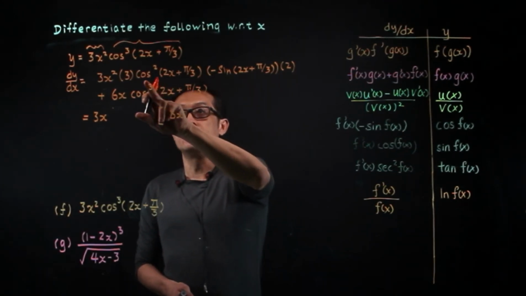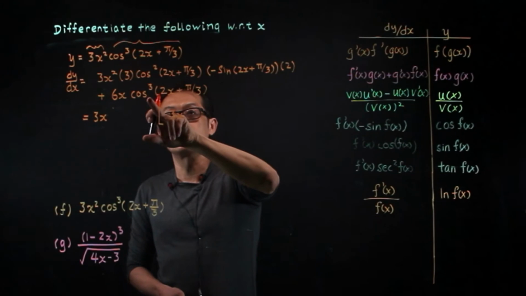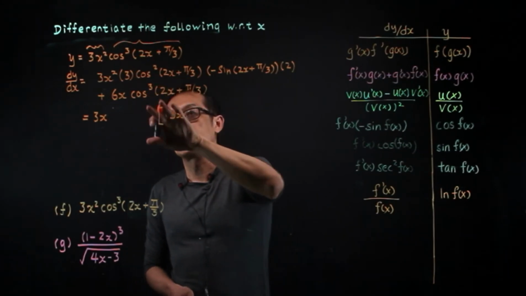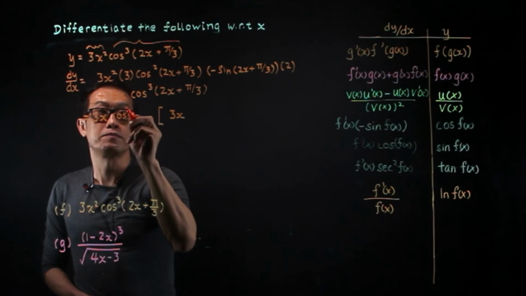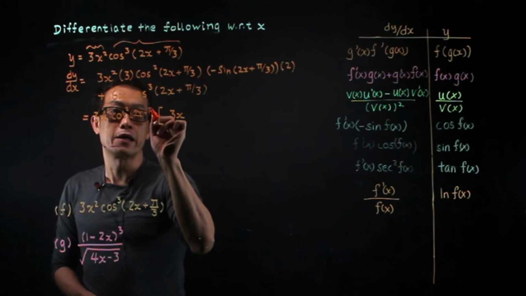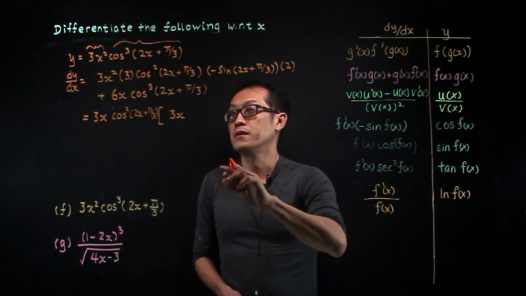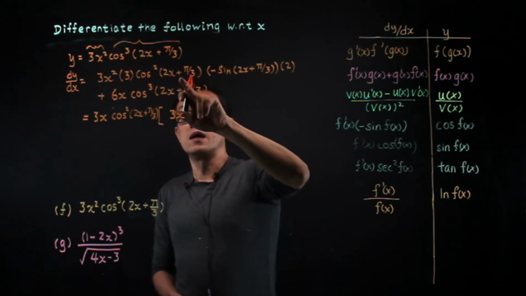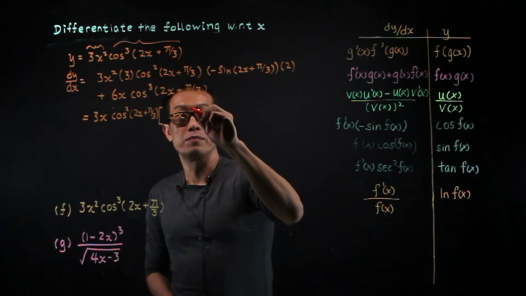Now you look at this term, cos squared and this is a cos cubed. What is inside here is the same. So I can take out cos squared. So I have cos squared into (2x plus pi over 3). So this is already taken out, so I'm left with this. Let us just copy down.